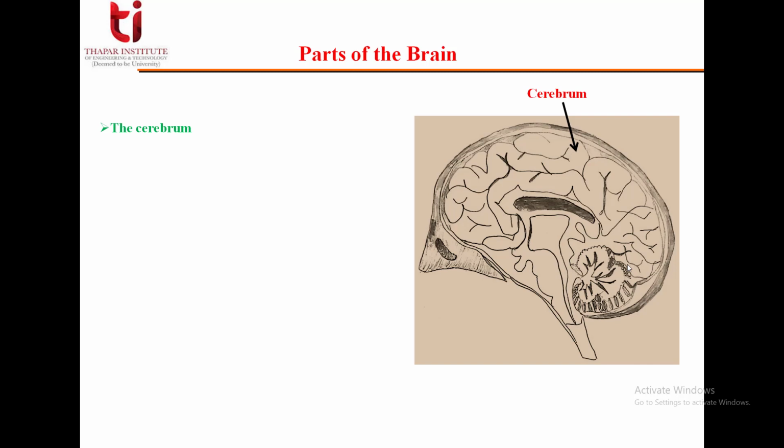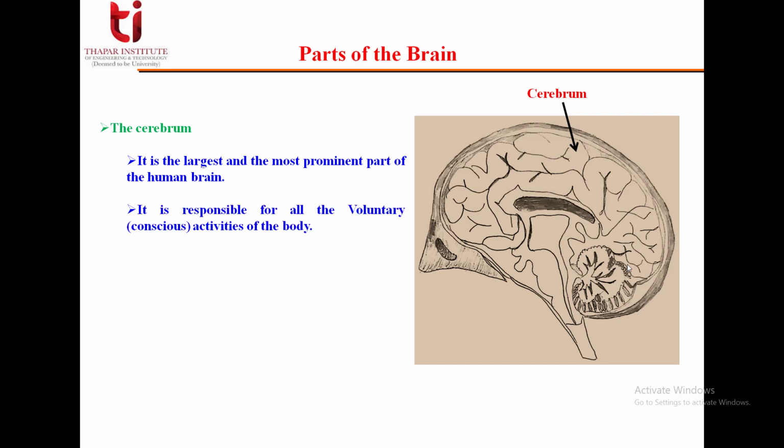So first is the cerebrum. It is the largest and the most prominent part of our brain. It is responsible for all the voluntary, meaning conscious, activities of the body. That also we have seen: we have two kinds of responses, one is voluntary, the other is involuntary. The cerebrum is responsible for all the voluntary activities of the body, and it is further divided into two hemispheres, the left and right cerebral hemispheres.